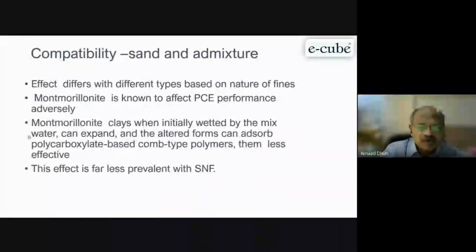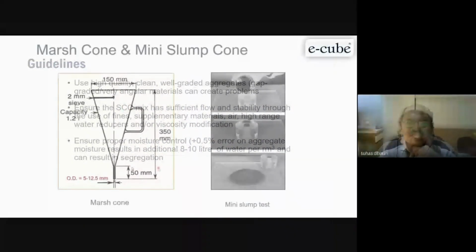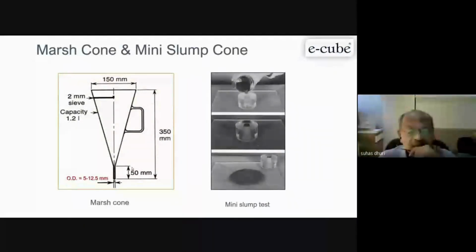So this is what affects the performance of your admixture. This is mostly an effect of the clay on your PCE performance, montmorillonite clay, and that we can see only in microscopes, not in the normal guidelines. In the last lecture we covered chemical admixture, and there were one or two things which I think were not covered.